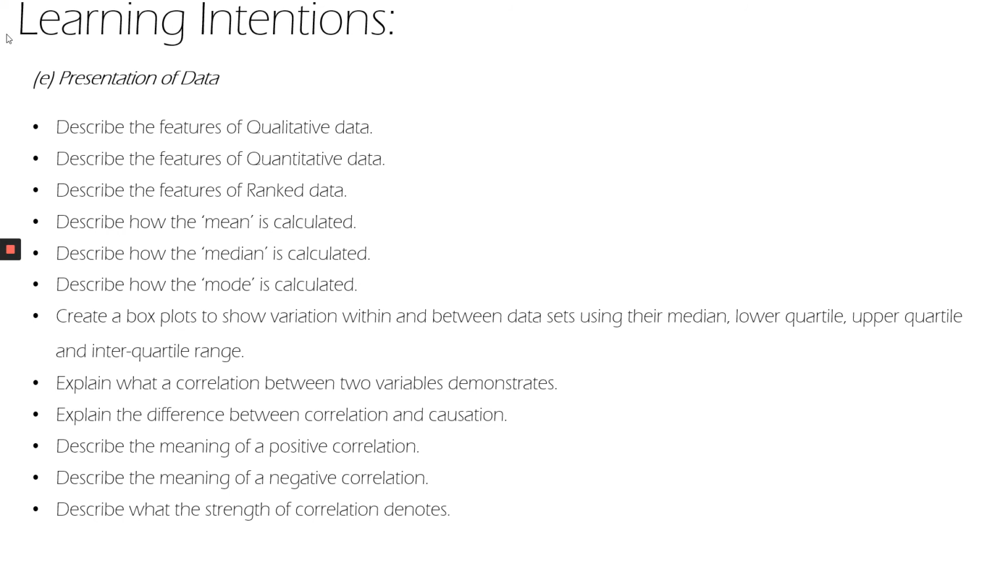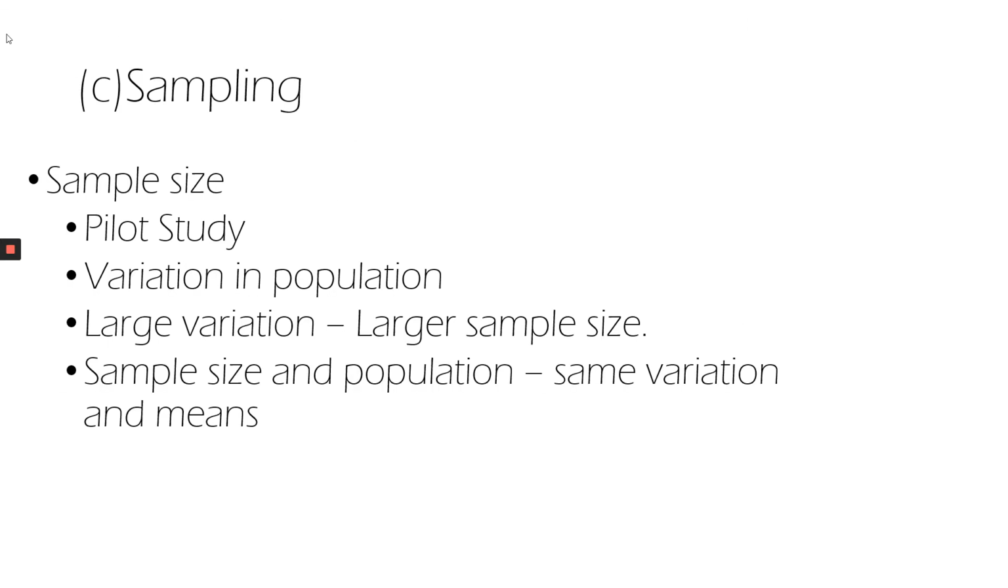Before moving on to looking at qualitative, quantitative, and ranked data, we will look at the correlation between two variables and what this demonstrates, and explain the difference between correlation and causation. Finally, we will end by looking at positive and negative correlations and what their strengths demonstrate.